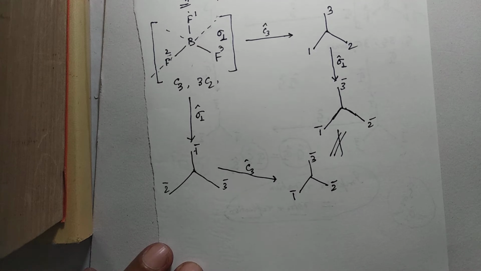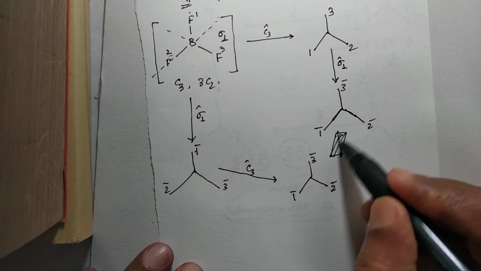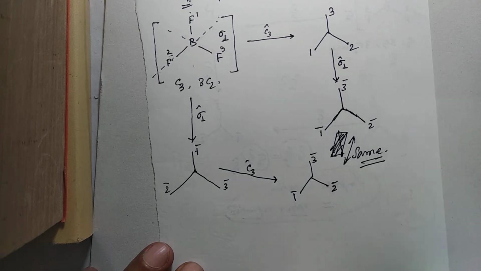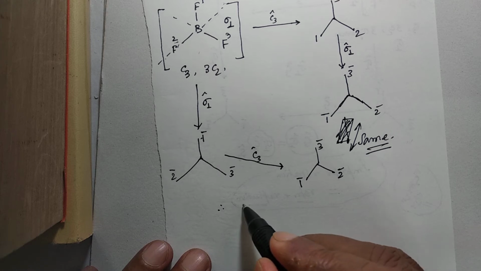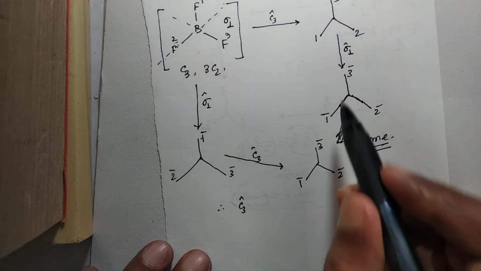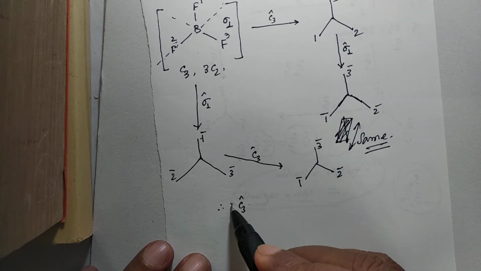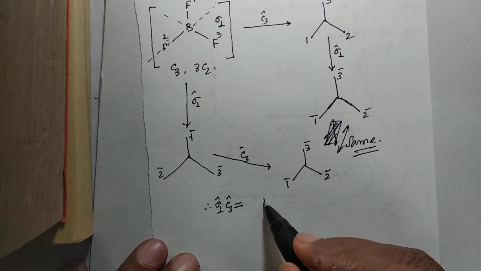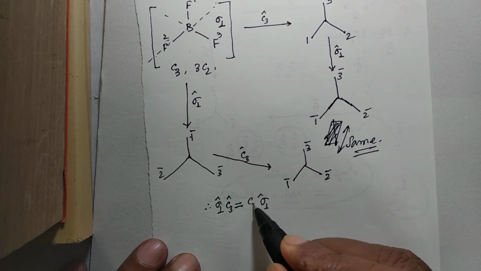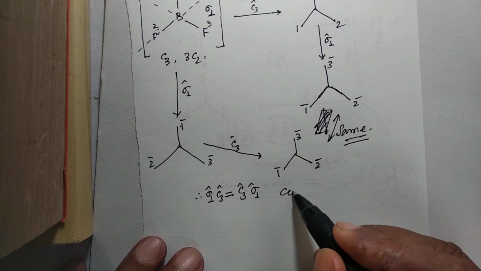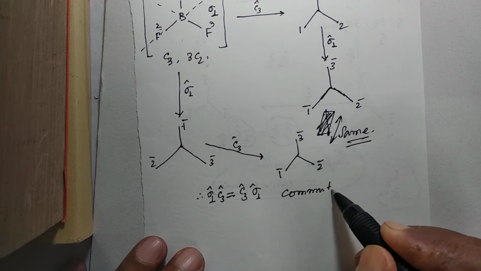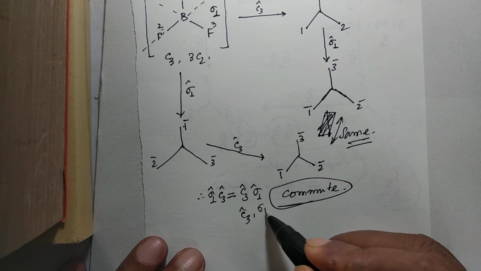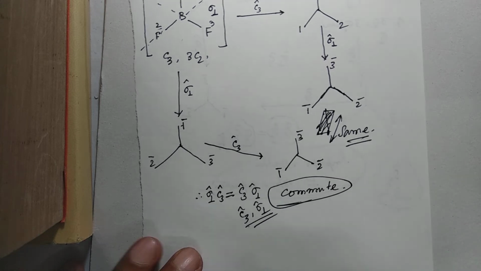Therefore, no, they are the same. These two are the same. Therefore, C3 operation followed by sigma perpendicular operation is equal to sigma perpendicular operation followed by C3. So commutation is achieved. The two operators, C3 operator and sigma perpendicular operator, commute.